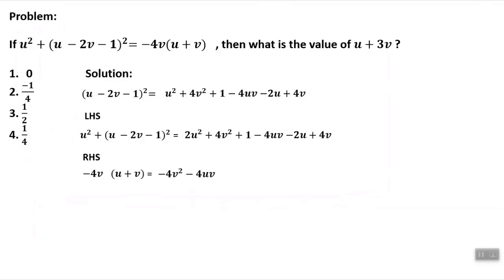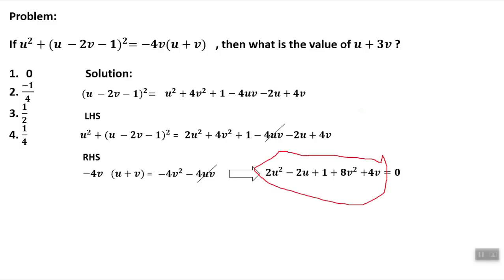Since the right-hand side and left-hand side are equal, you can cancel the term 4uv, negative 4uv, and rearrange it to look something like this: 2u squared minus 2u plus 1 plus 8v squared plus 4v equal to 0. Now if you really have to come to a unique value of u and v, that's a big hint that this particular equation should be nothing but a sum of two squares, the sum of two squares equal to 0.